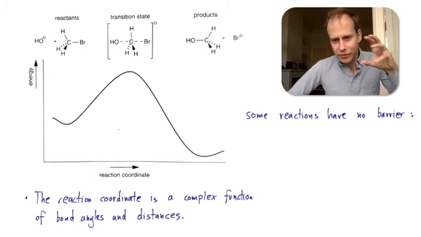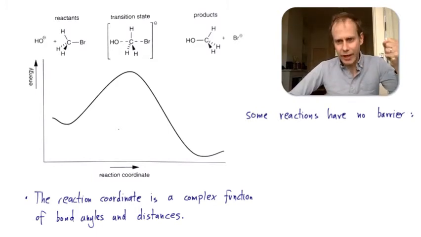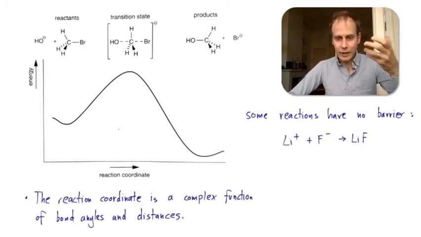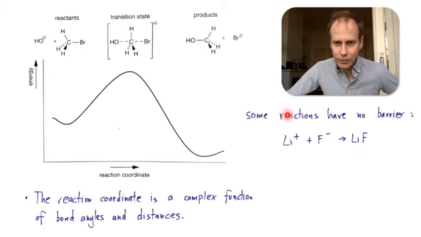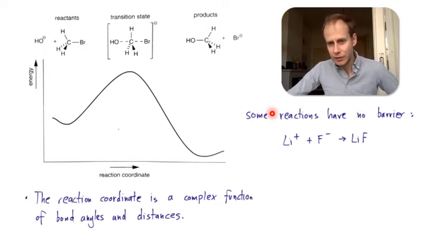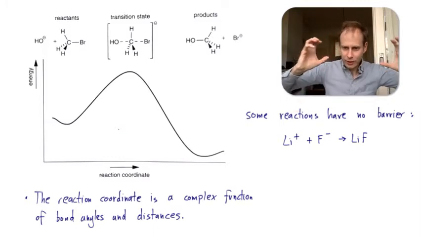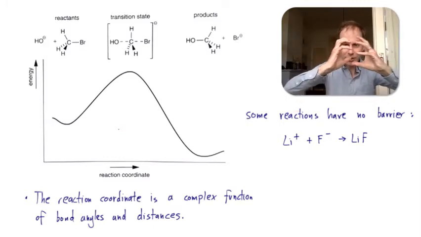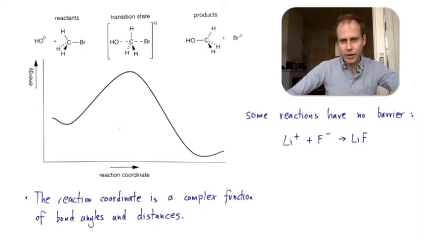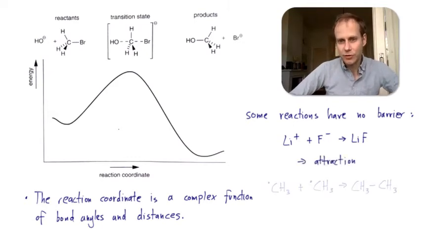But you know, some reactions actually do not have a barrier. So an example is, for instance, lithium cation reacting with a fluoride anion to form lithium fluoride. And in this case, there's not really an activation barrier, because these two attract each other. They snap together because of this electrostatic attraction. So there's no energy barrier because of this.